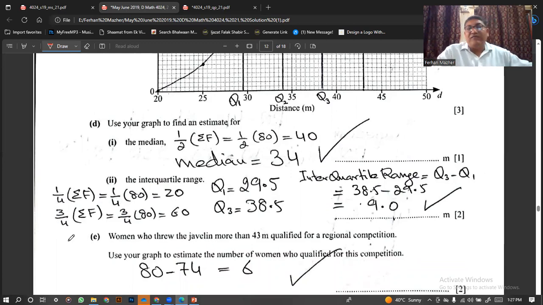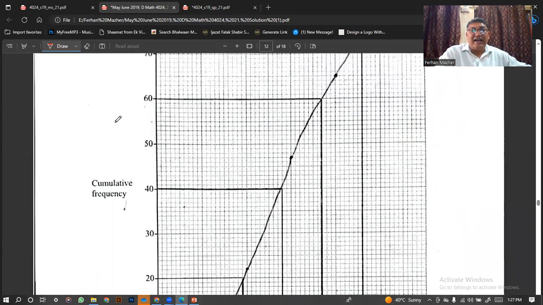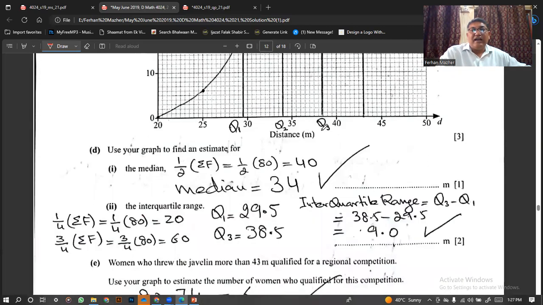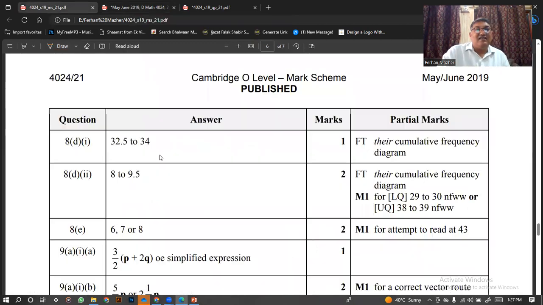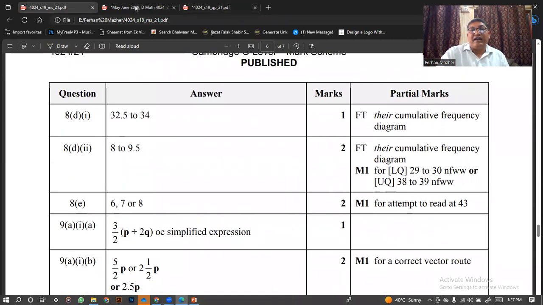Then I will take 3/4 of the total frequency. That is 3/4 of the 80. That is 60. I will check 60 on the y-axis. From there, I will go to the graph. And then I will check what is the x value there. And that is 38.5. The interquartile range will be Q3 minus Q1. And that is 38.5 minus 29.5. And that will be 9. So I think the interquartile range will be 9. So my answers are right.